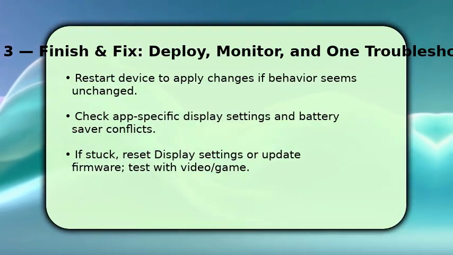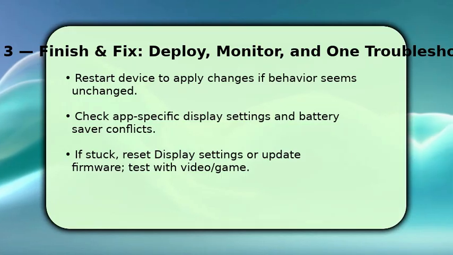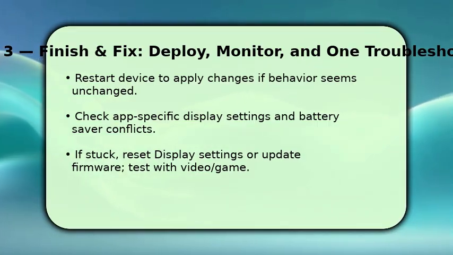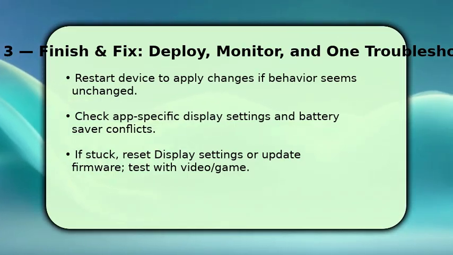Next, make sure battery saver or app-specific display limits aren't forcing 60 Hz. Disable those to confirm. If Auto VRS still won't engage, reset display settings or check for a firmware update, because outdated builds often block adaptive features.